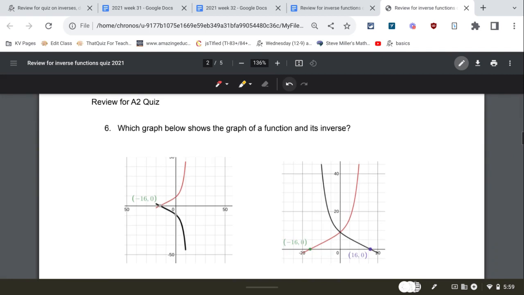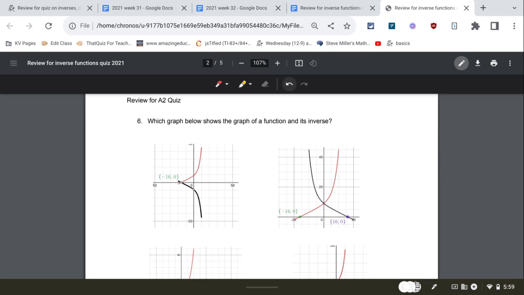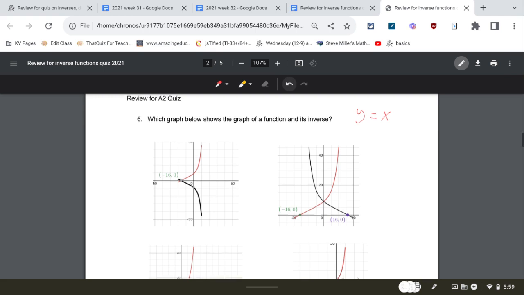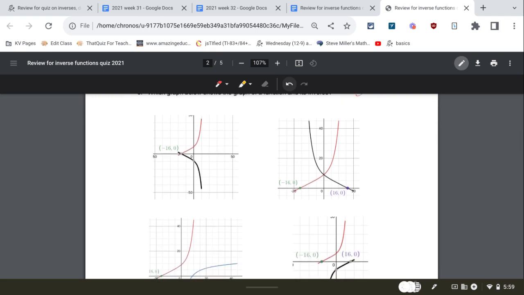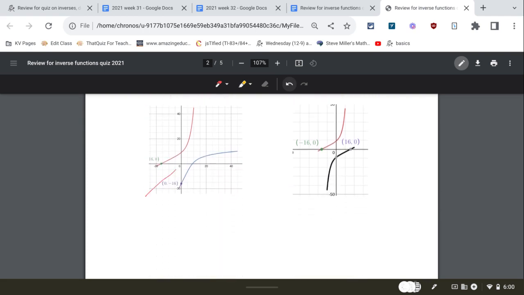Okay, which of the following shows a graph with a function and its inverse? So the trick here is that the two functions have to be a reflection of each other across the line y equals x. That was one of the properties about inverse functions. So y equals x is the little line that goes straight up the middle at a 45-degree angle. Those two are not a reflection across that line. Those two are not either. I think I found it. Yep. These two. These are a reflection of each other across that y equals x line.